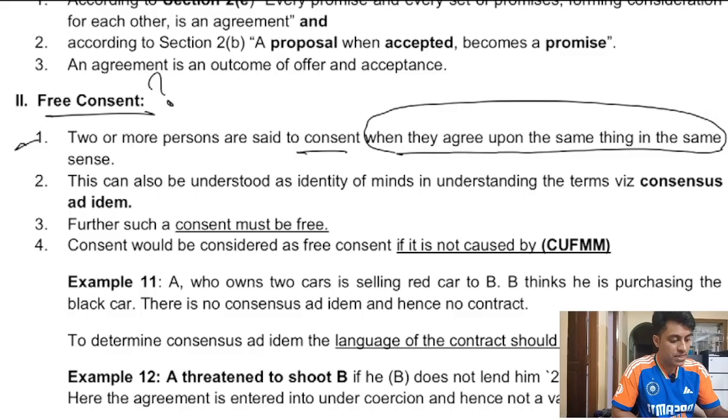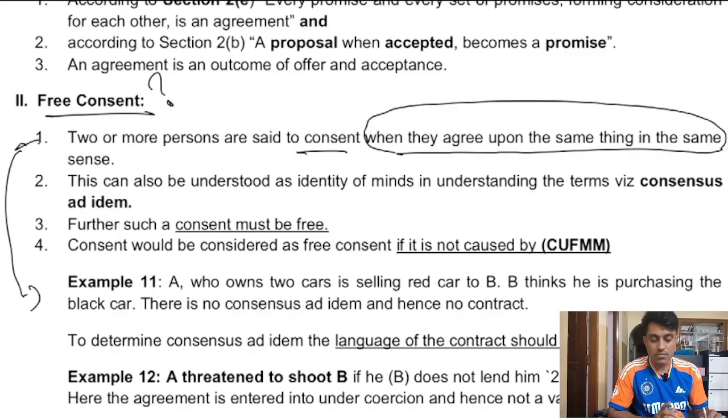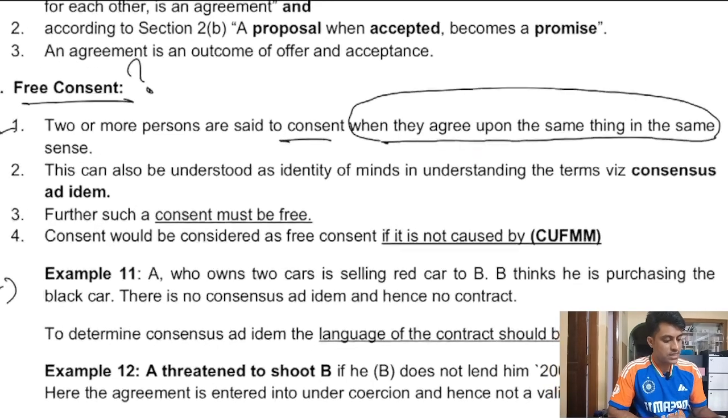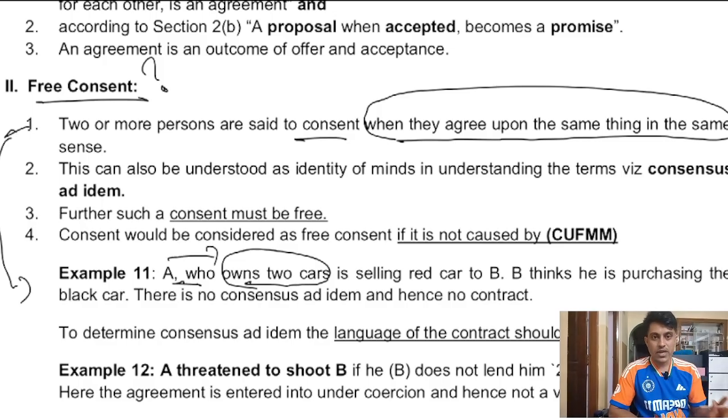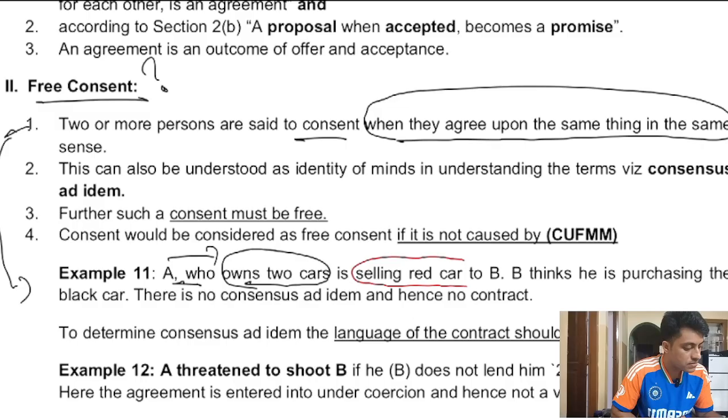Agreeing upon the same thing in the same sense. So what do we mean by it? Let's look at this example so we can understand point number one clearly. See here, A, who owns two cars. So A is the owner of two cars. Out of the two cars, he is selling one car. What is that car? Okay, he intends to sell his red color car to B. Now B thinks he is purchasing the black color car.